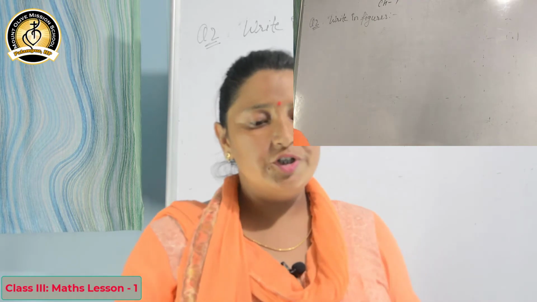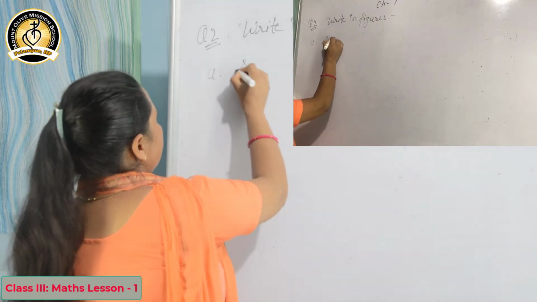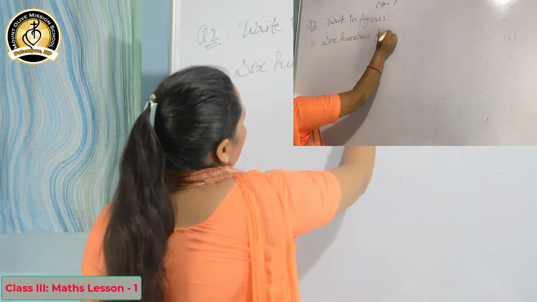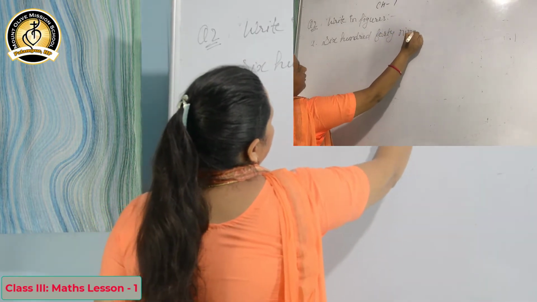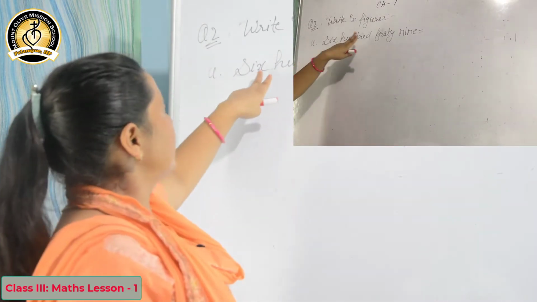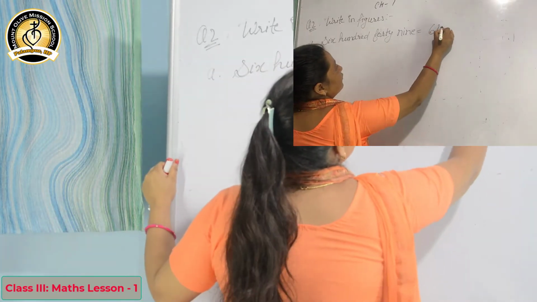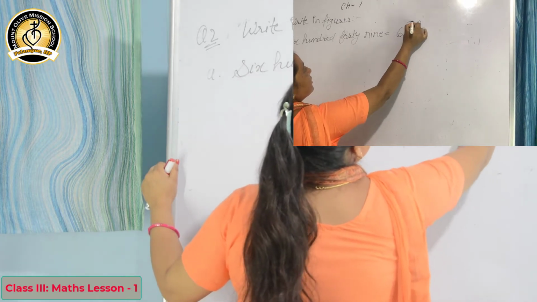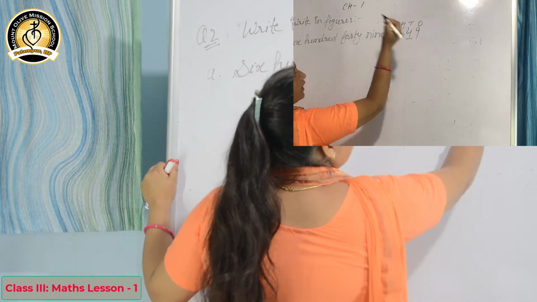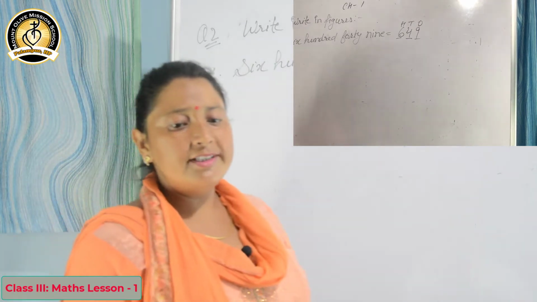So the first question, part A, is 649. Write this in figures. How do we write it? This is the ones, tens and hundreds: 600, 4 tens, 9 ones. So 649.